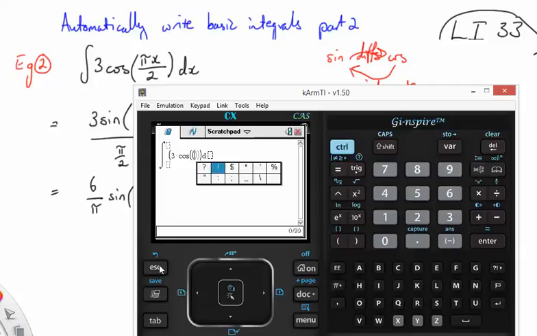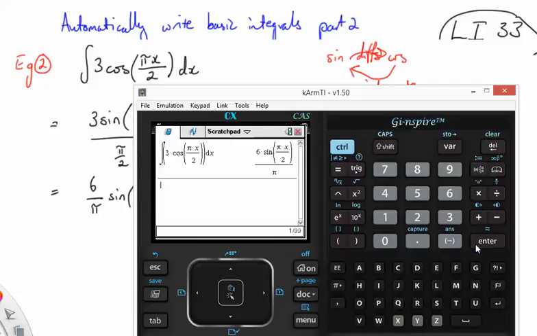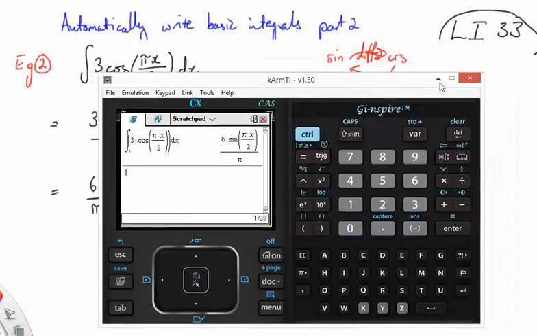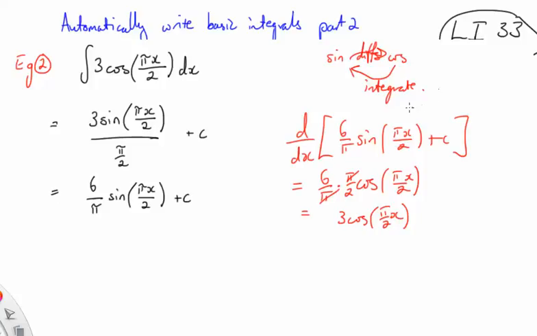Pi times x on 2. x gives you, yeah, there we are, 6 on pi sine pi x on 2. Beautiful. Got the correct answer there. So a number of ways to check your answer.